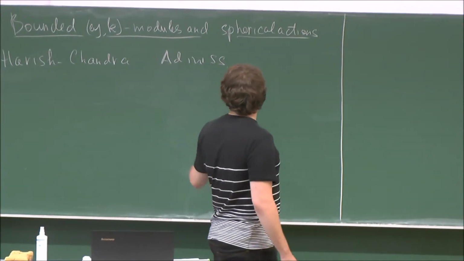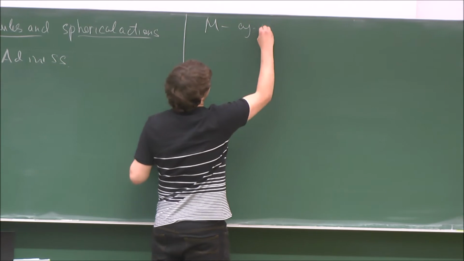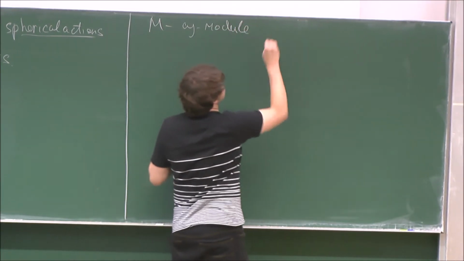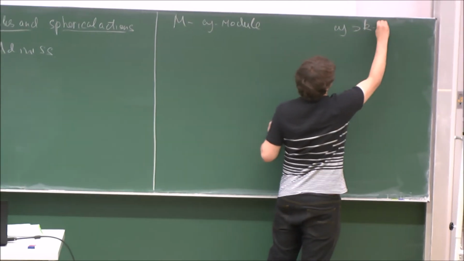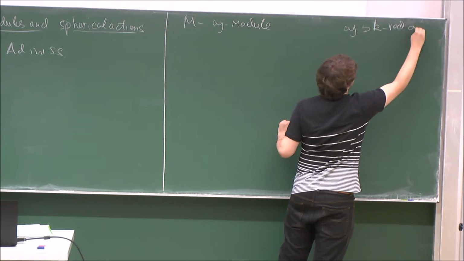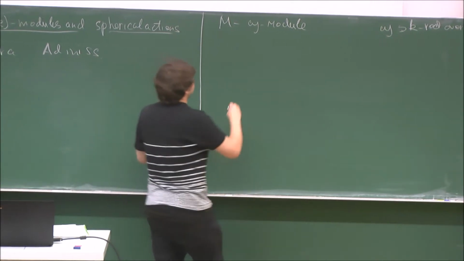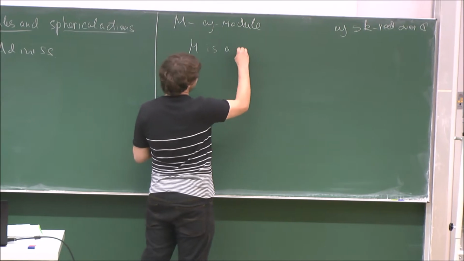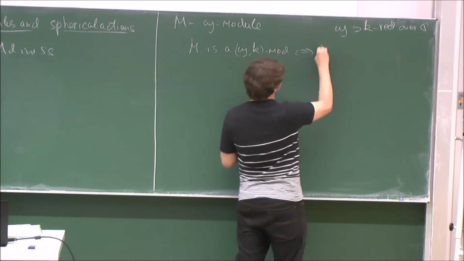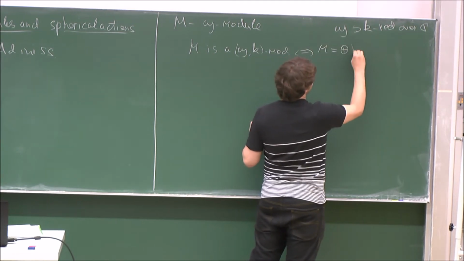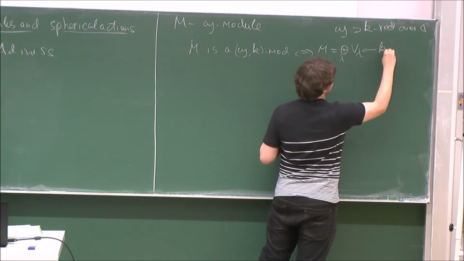Okay, now let me provide the corresponding definitions. So first of all, I fix some G model. I fix reductive finite dimensional algebras G and K, reductive over C, and fix some G models. Then I say that M is a G model if M is a direct sum of simple finite dimensional G models.